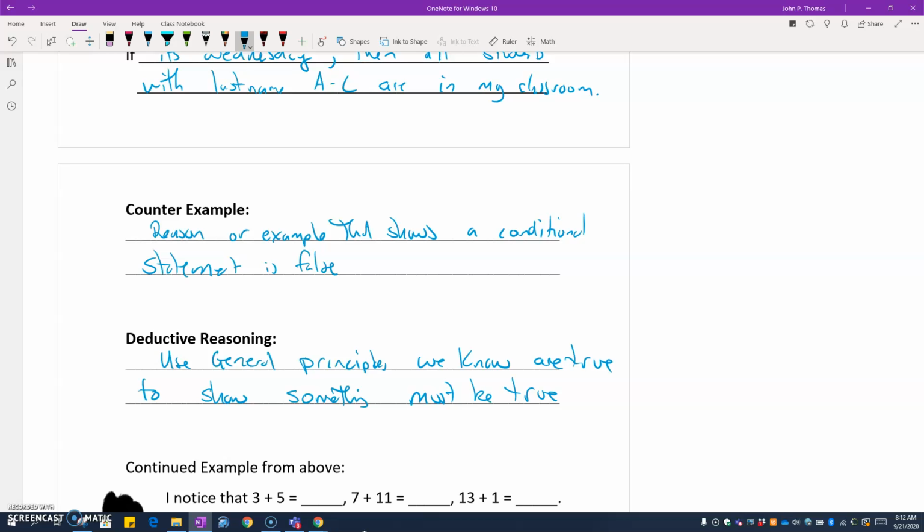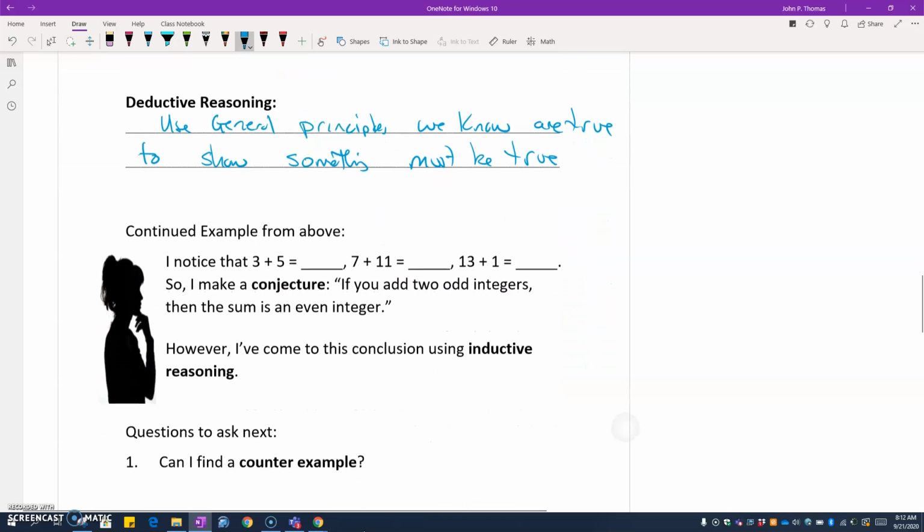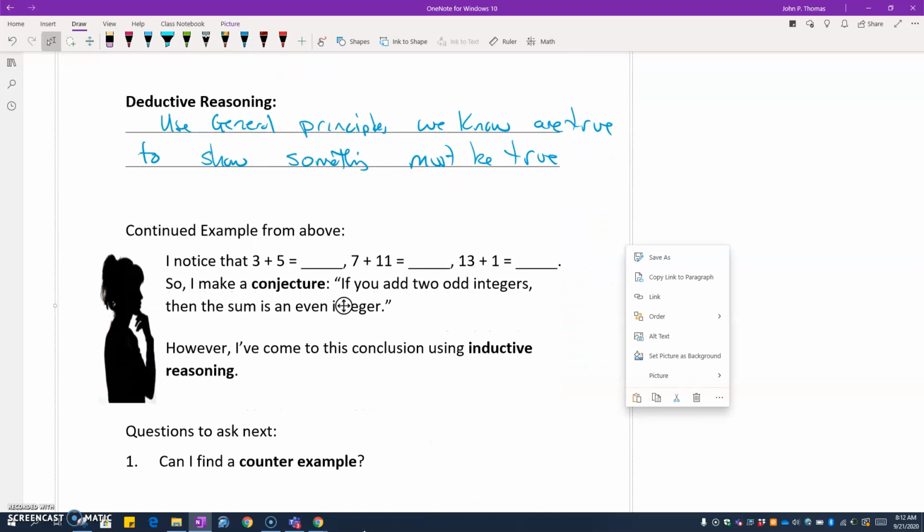All right, so we're going to use general principles, things that we know have to be true, and we're going to use that to prove that something else has to be true as well. So there's a certain certainty with deductive reasoning that you don't get with inductive reasoning.